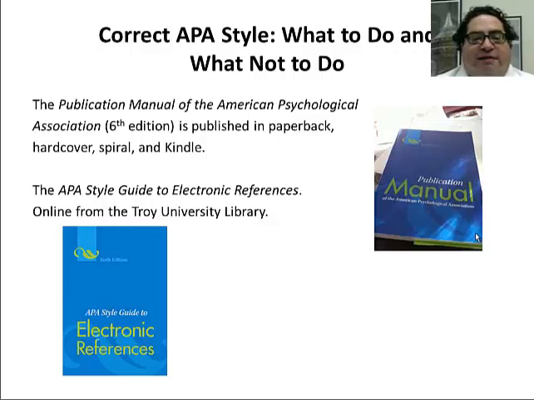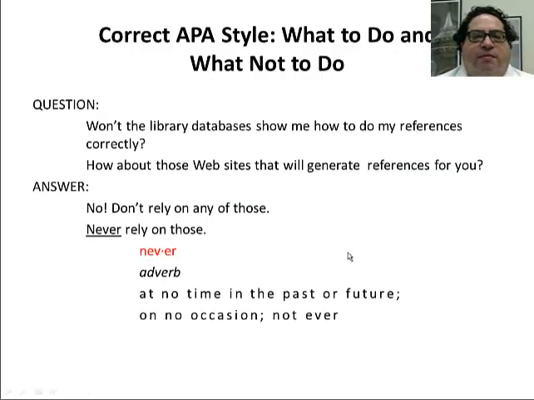The book you have to buy. The APA manual you have to buy from a bookstore. But the library, on the databases page, you can download the Style Guide to Electronic References, and that will help you with a lot of examples of information that is electronic, how to do the references for those.